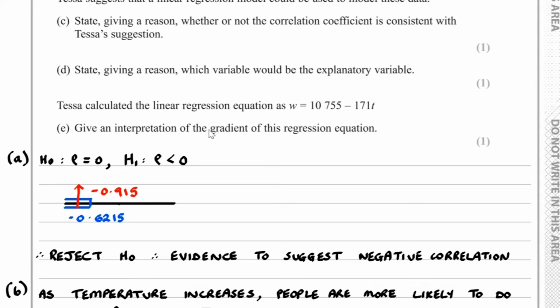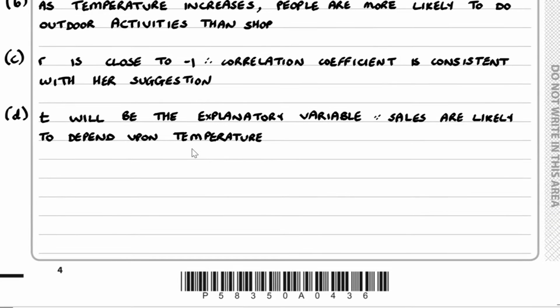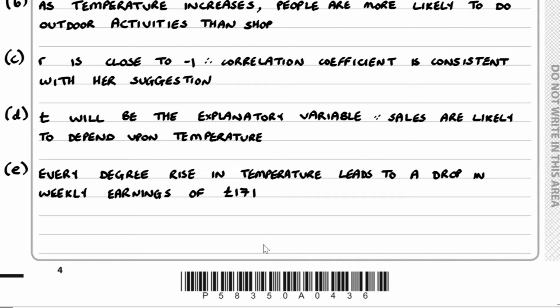So we are looking for an interpretation of the gradient, and the gradient here is negative 171. So what can we say from this? Well, every degree rise in temperature leads to a drop in weekly earnings of £171.